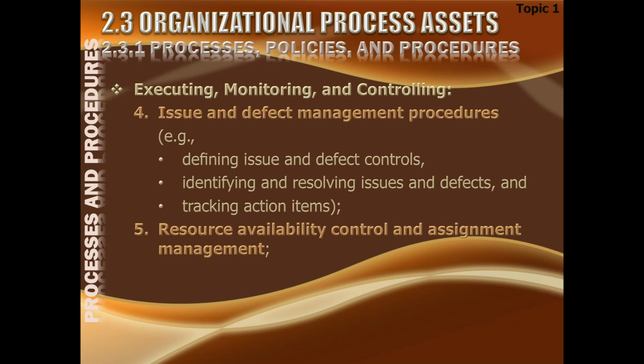Issues. Issues are what? When a risk occurs, whether it was known or unknown, when it occurs, it becomes an issue. And naturally, we need to manage issues. And when there is a defect caught by quality control, how the defects are to be managed, there should be a procedure for that. Like defining issues and defect controls, identifying and resolving issues and defects, and tracking action items. Resource availability control and assignment management.